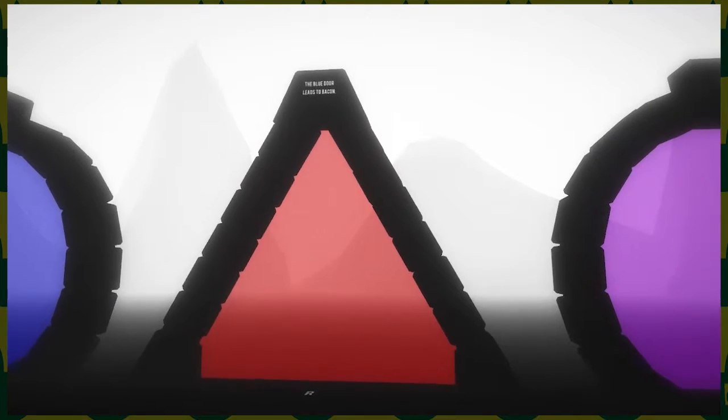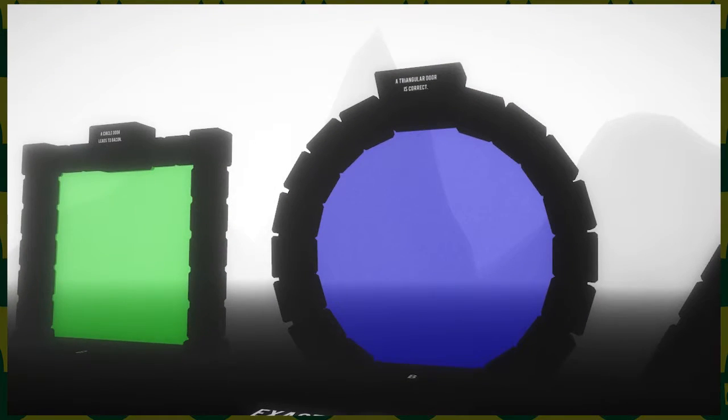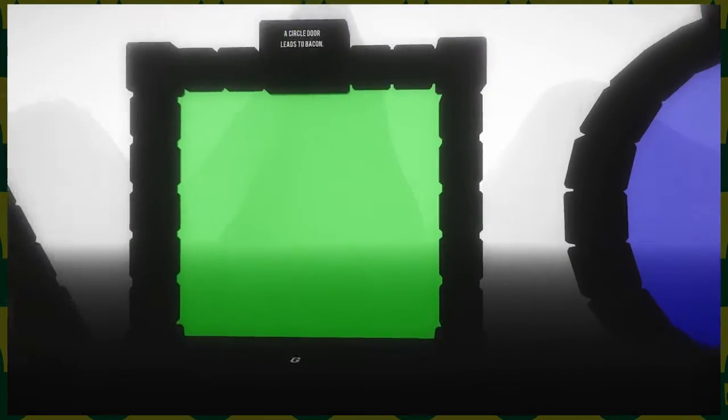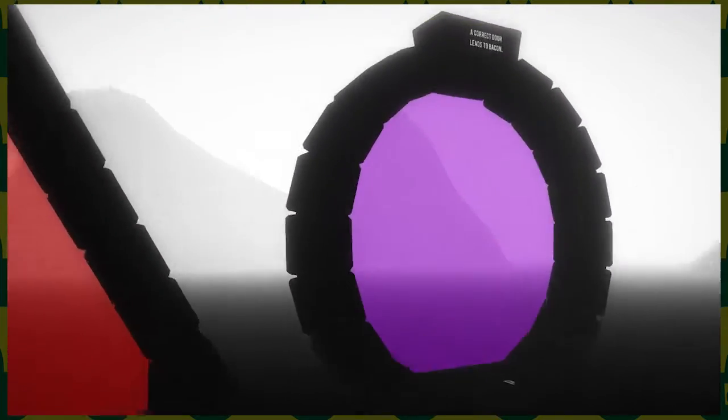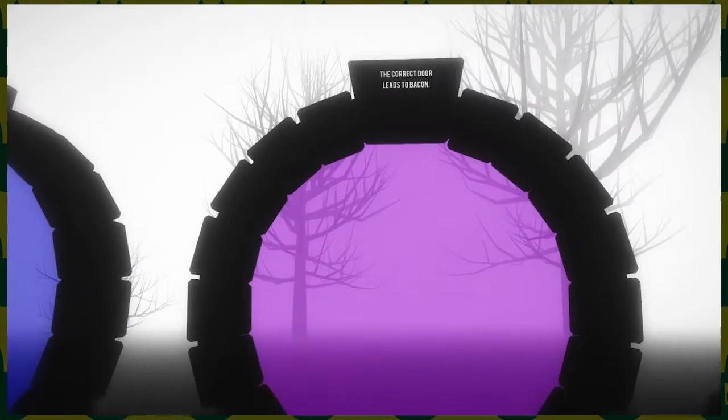The blue door leads to bacon. Let's say you're lying. Triangular door is correct. Let's say you're lying. A circle door leads to bacon. Let's say you're telling the truth. This door leads to bacon. Let's say you're lying. If you're telling the truth and you're telling the truth, everything goes correctly and you lead to bacon. Yes. Exactly 1 door is correct.